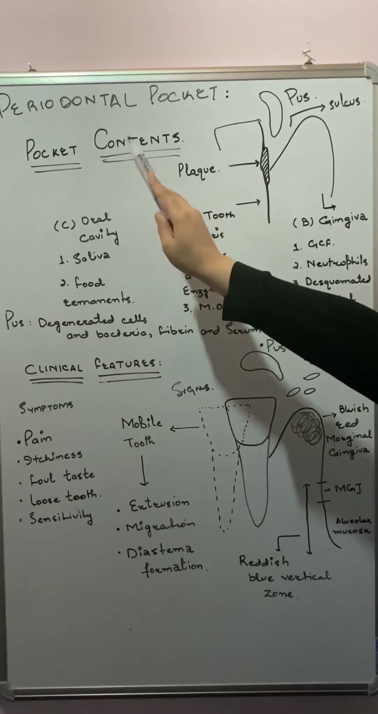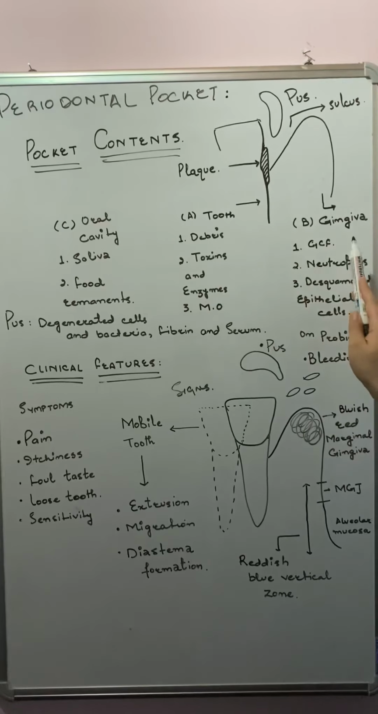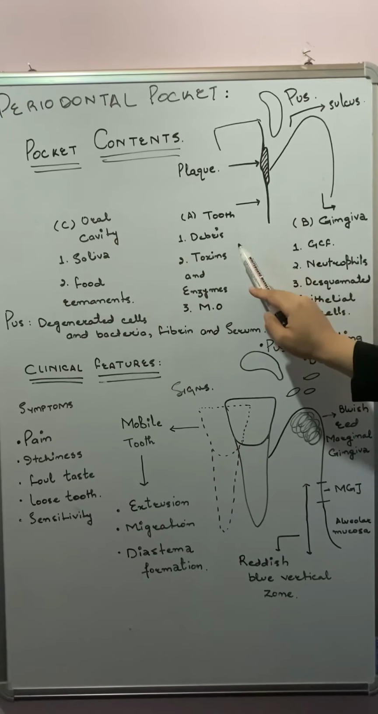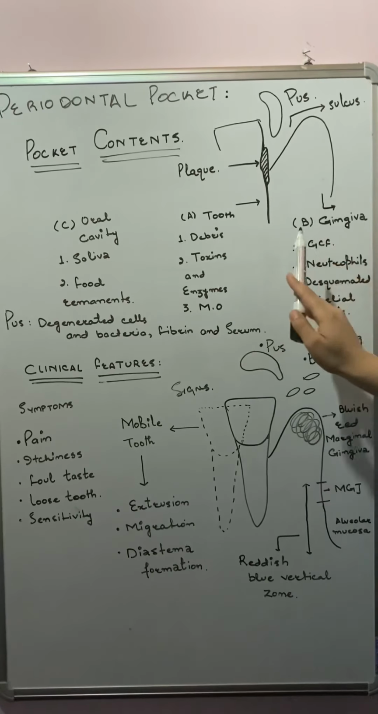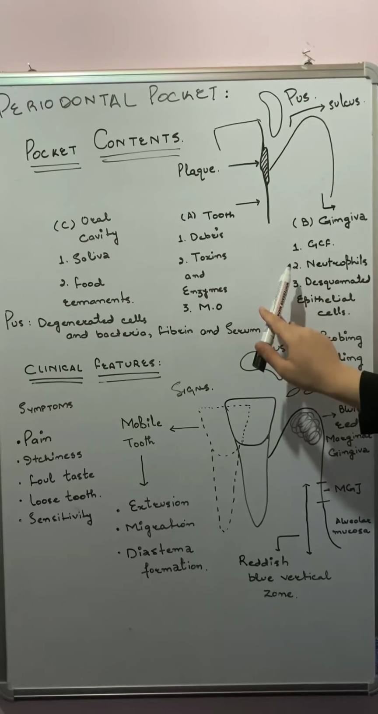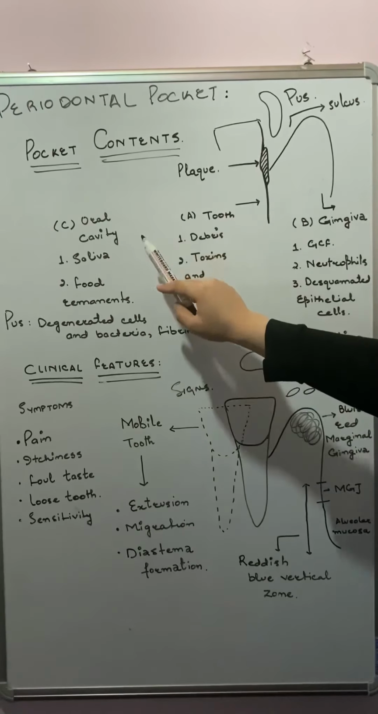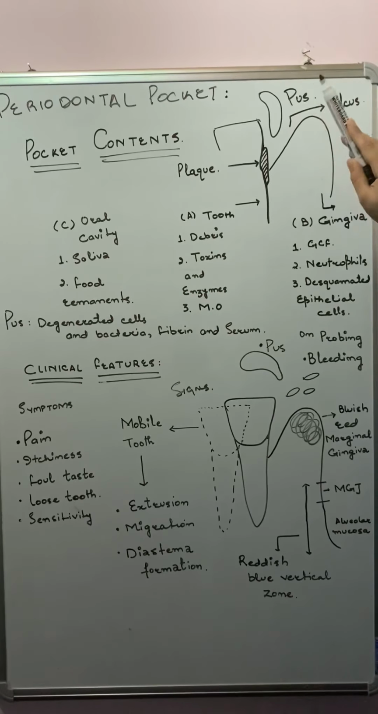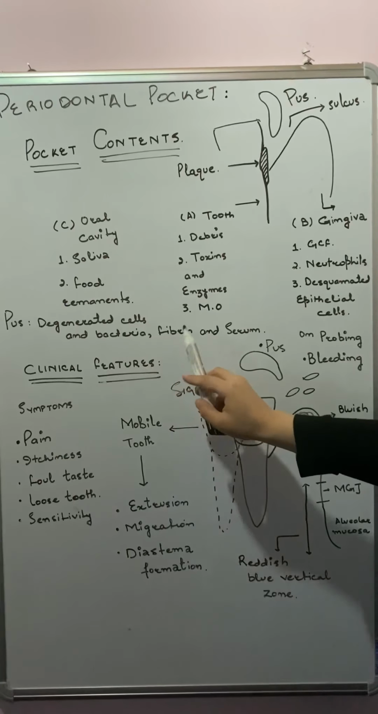The contents of the periodontal pocket are derived from three sources, which are the tooth, gingiva and the oral cavity. From the tooth, we have the debris, toxins and enzymes, and microorganisms. And from the gingiva, we have the gingival crevicular fluid, neutrophils, and desquamated epithelial cells. And from the oral cavity, we have the saliva and food remnants. Occasionally, pus may also be present, which consists of degenerated cells and bacteria, fibrin, and serum.